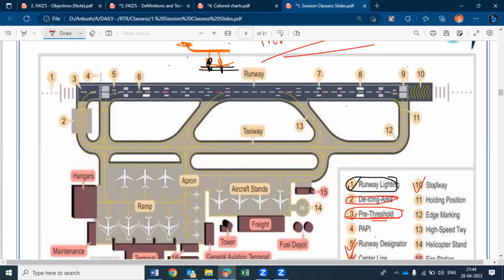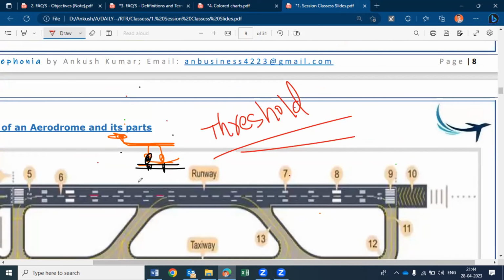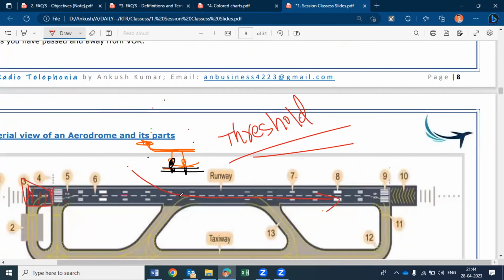Now, this is stop way. See, you can see here stop way. When you are going to land, the stop way you will see on both sides. In today's aviation, you will see the stop way on both sides of the runway. This is just a standard example, right? You can have a take off run.